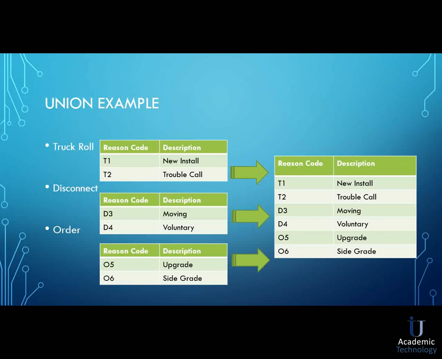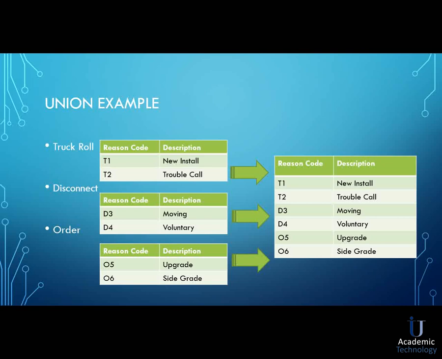So if we have Comcast, we have several different departments at our call centers. One of them may handle disconnects, and it has its own reason codes. Why did the customer disconnect? They're moving. They just want to leave Comcast. And then another department might have orders. They take orders. So what was the reason for the order? Was it an upgrade? Was it a side grade? Did they want to add HBO, or did they want to get rid of HBO and add Showtime, and that would be a side grade.